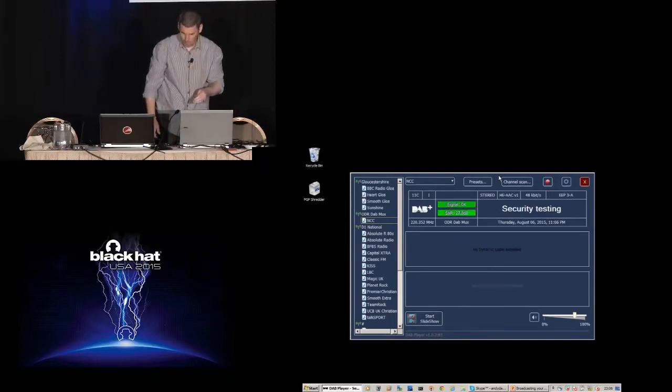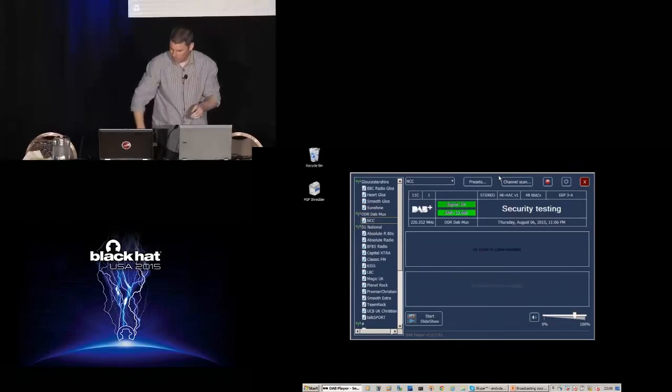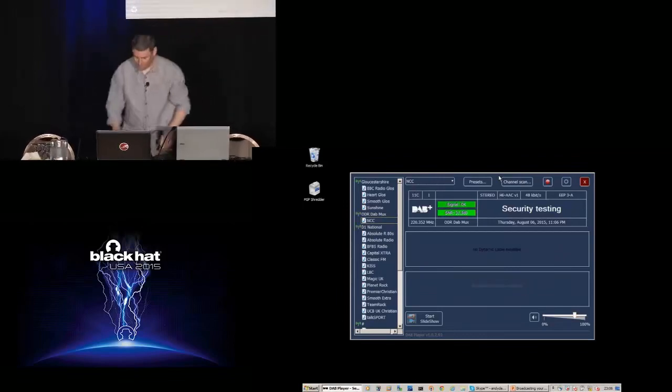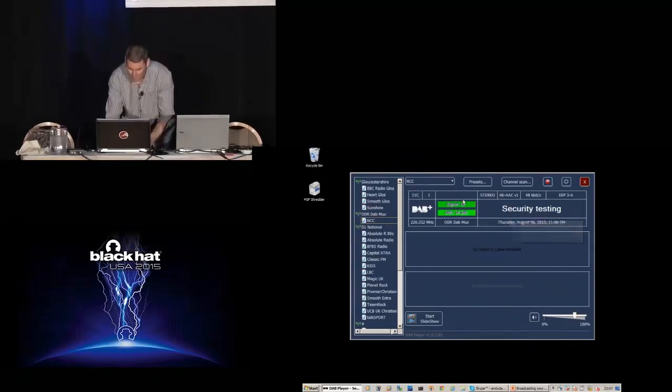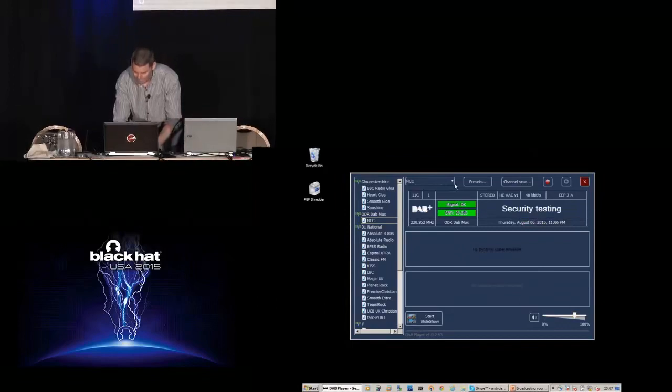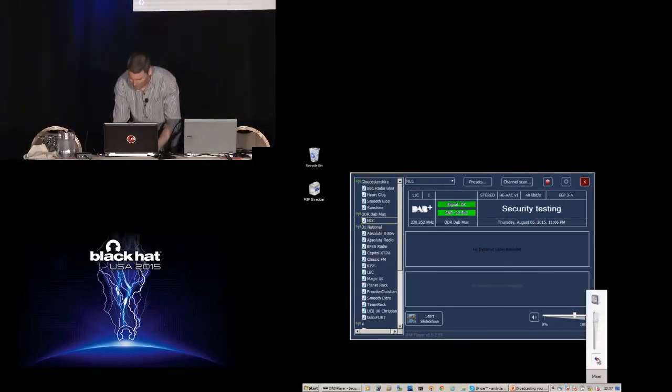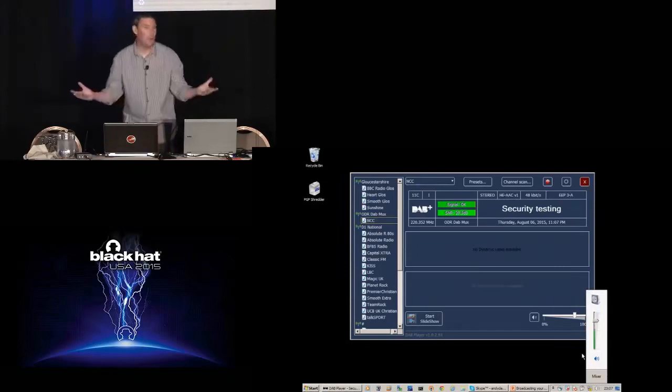hopefully. Right, so you can see there that we're actually receiving a signal now. It's receiving a radio signal called security testing with an ensemble called NCC. If I just turn up the audio, listen to what's playing. That's the audio being broadcast.